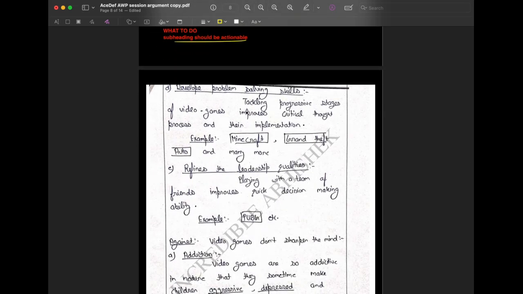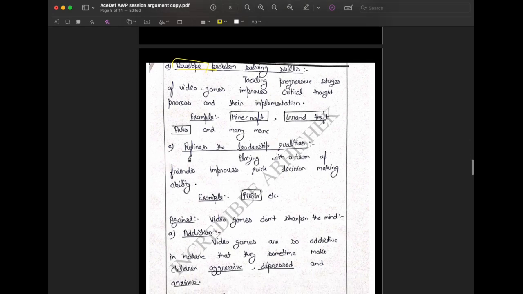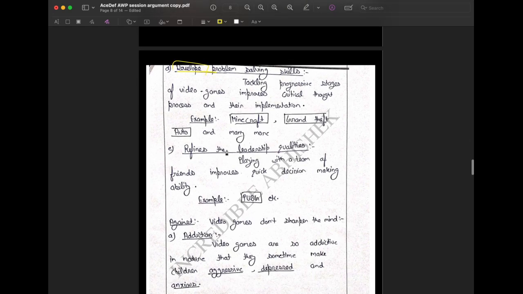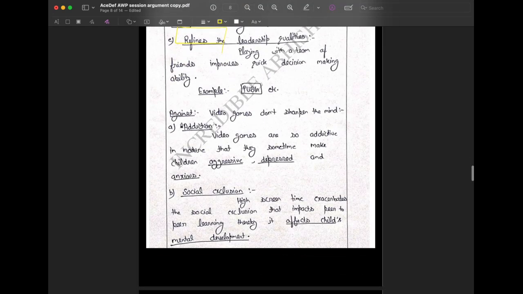डेवलप प्रॉब्लम सॉल्विंग स्किल्स. देखिए, he could have written problem solving skills and he would have written the same point. No, develop problem solving skills. ये एक्शन डाल दिया उसने यहाँ पे. रिफाइंस लीडरशिप क्वालिटीज़. वो चाहता तो लीडरशिप क्वालिटी लिख के छोड़ देता ना. Refines leadership qualities, and he has boxed his examples so that the examiner reads the subheading, he reads the box, and he moves ahead.